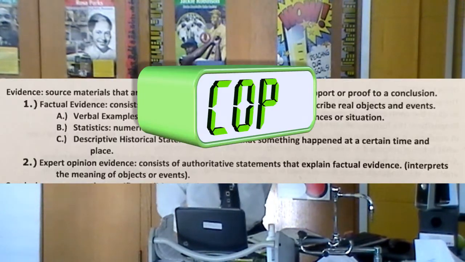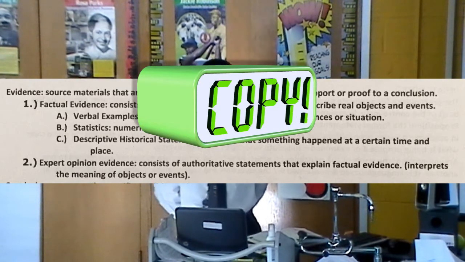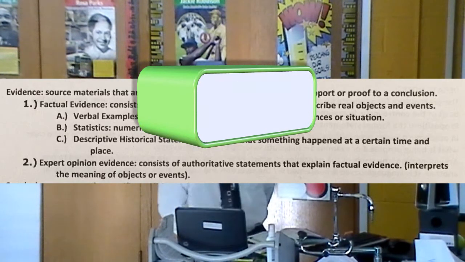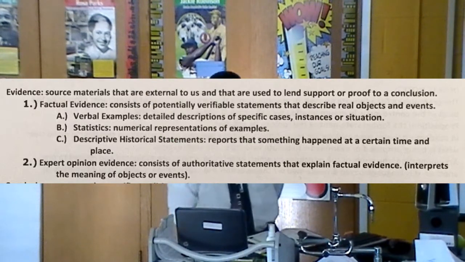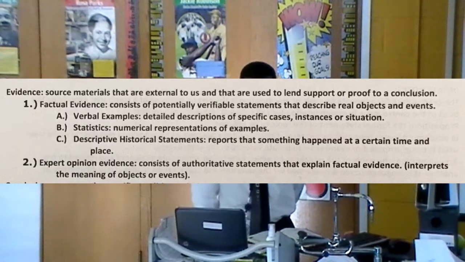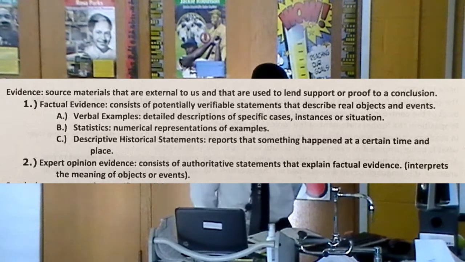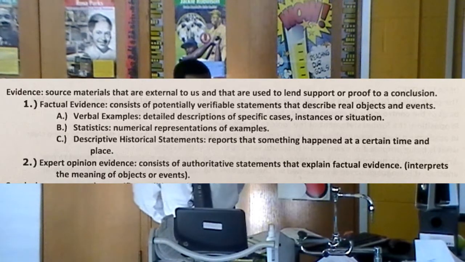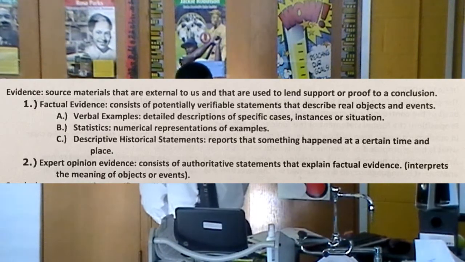Expert opinion evidence, do you think that would be an informed opinion or an unsupported opinion? Expert opinion evidence says it consists of authoritative statements that explain factual evidence. It interprets the meaning of objects or events. So this is an authoritative opinion or statement that explains factual evidence. Which one do you think it would be? Do you think it would be unsupported or informed?